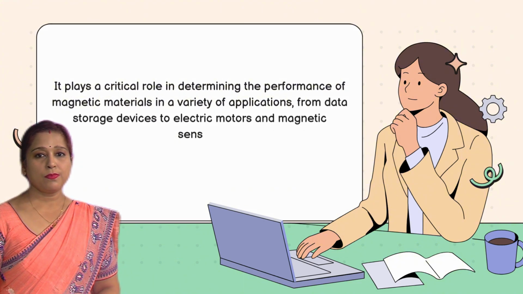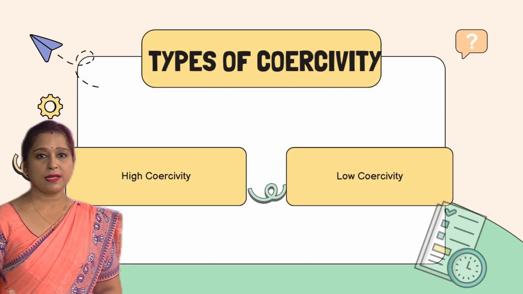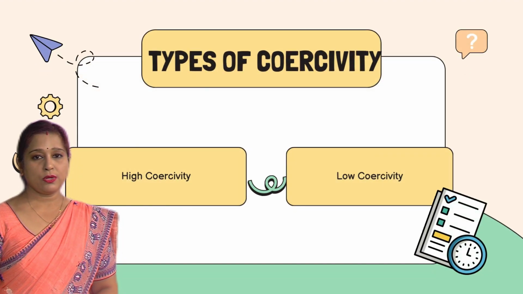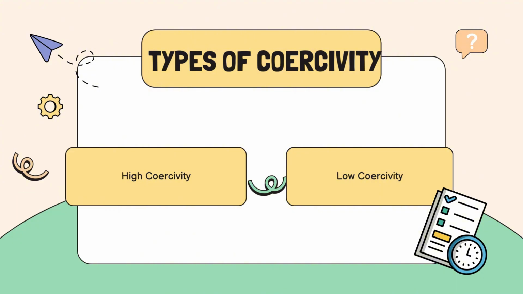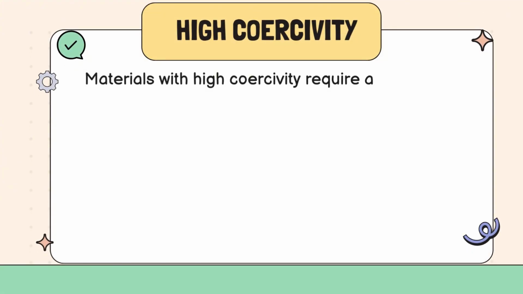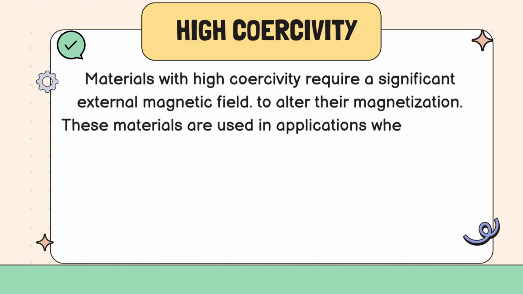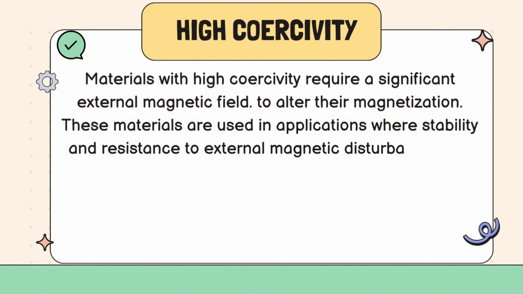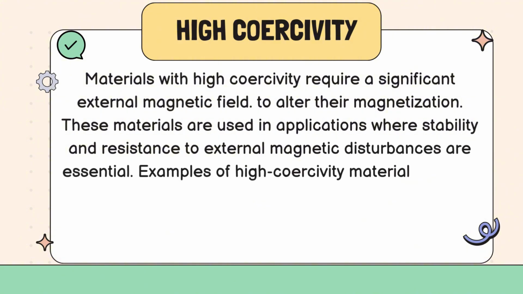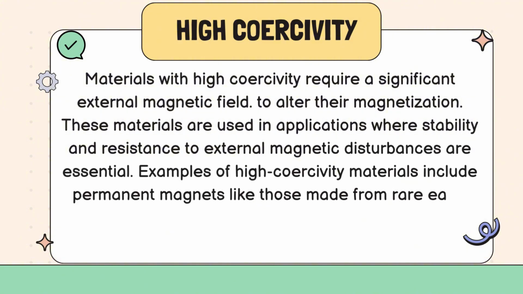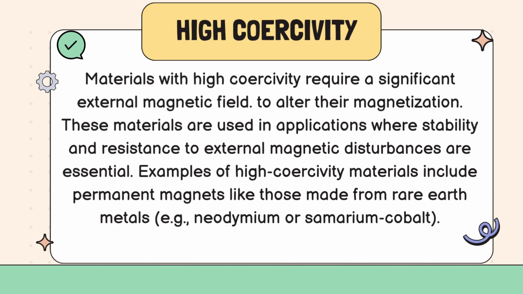There are two types of coercivity in materials: high coercivity and low coercivity. Materials with high coercivity require a significant external magnetic field to alter their magnetization. These materials are typically used in applications where stability and resistance to external magnetic field are essential. Examples of high coercivity materials include permanent magnets like those made from rare earth metals.